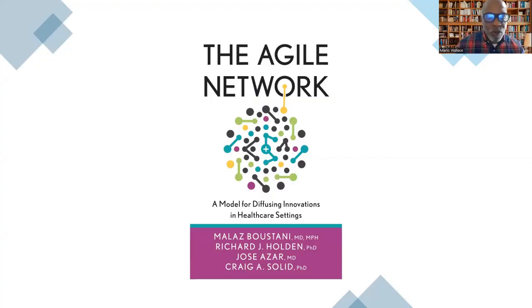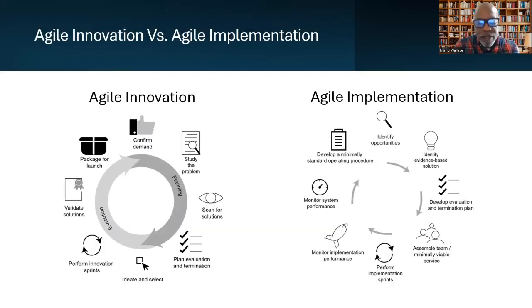Now, the three of them actually wrote this book, which is their second book, the Agile Network. It covers Agile innovation, Agile implementation, as well as Agile diffusion. This particular book helps to walk you through all the concepts and the foundation of Agile Science, as well as give you actual examples in which they've applied it. And the two models that are used for Agile Science are Agile innovation and Agile implementation.